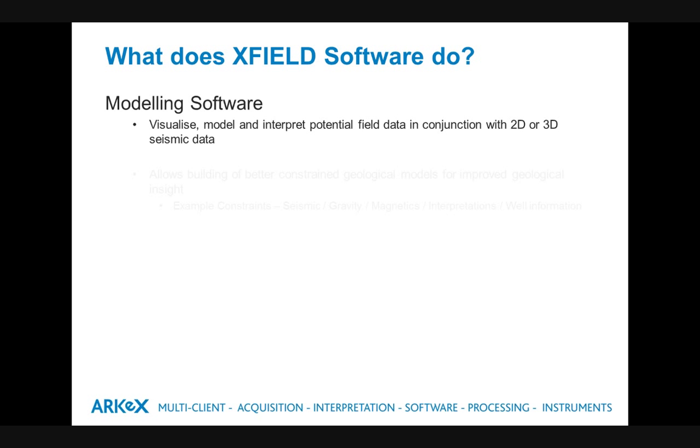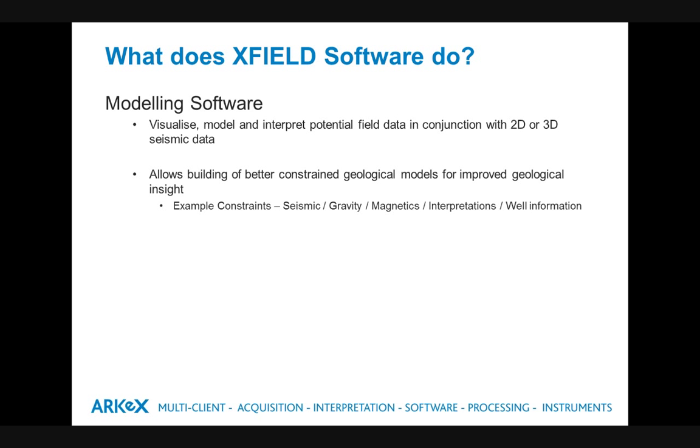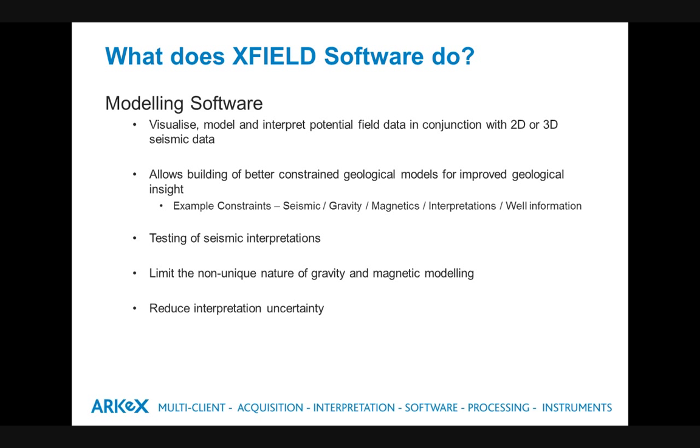This allows us to better build constrained geological models, and we can constrain these models by integrating data sets such as seismics, interpretations we already have, and well information. We can use this to help us test seismic interpretations we already have, and from that we can limit the non-unique nature of gravity and magnetic modelling. We can also take this and reduce our interpretation uncertainty.